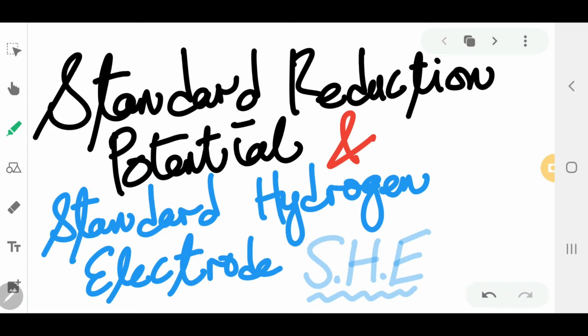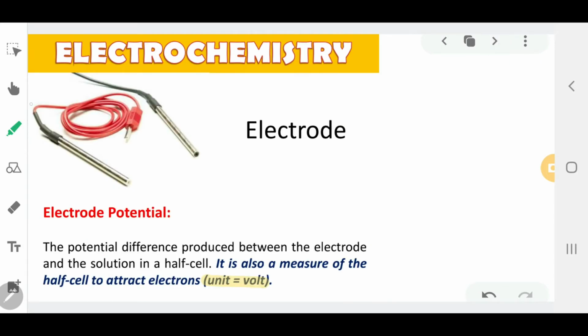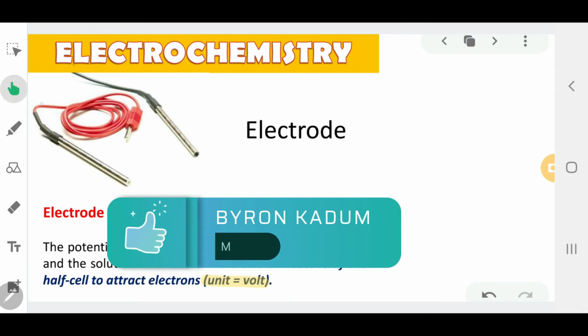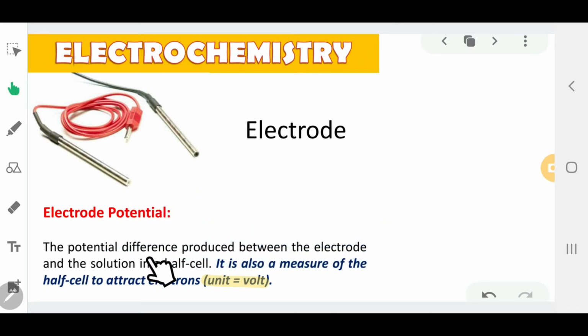Hello, in this video we're going to talk about standard reduction potential and the standard hydrogen electrode (SHE). Before we proceed, we need to know that the electrode potential is defined as the potential difference produced between the electrode and the solution in a half cell. It is also a measure of the half cell's ability to attract electrons. Therefore, the units that we'll be using for electrochemistry will be volts.